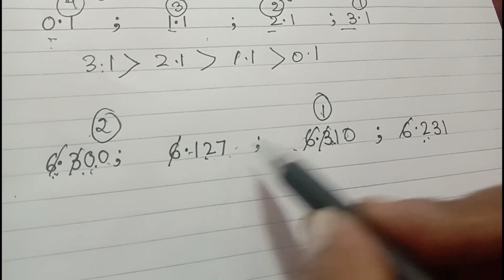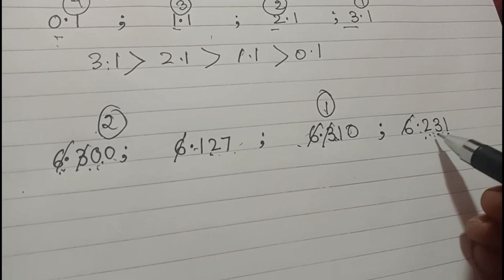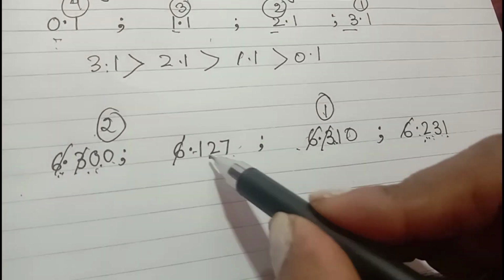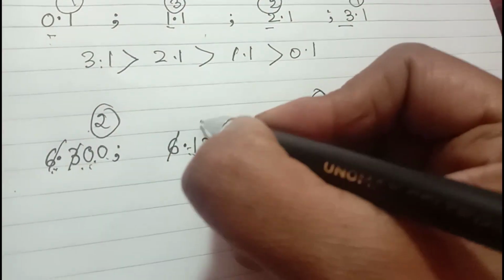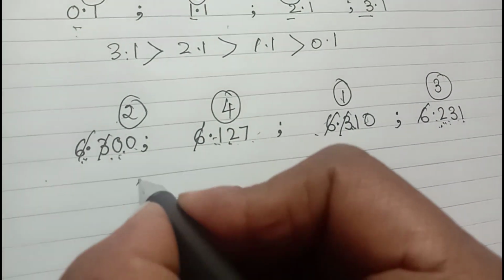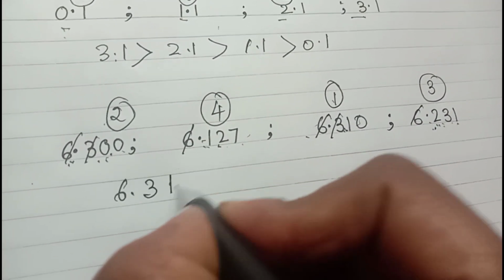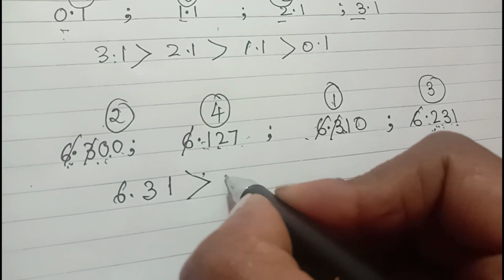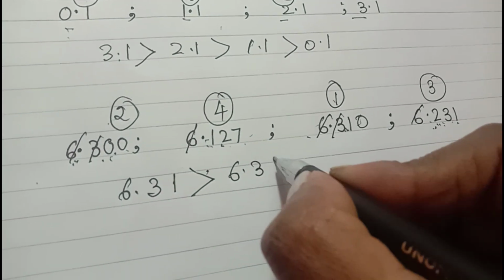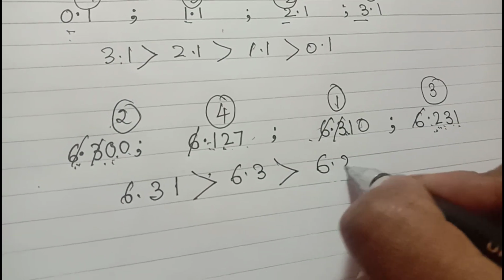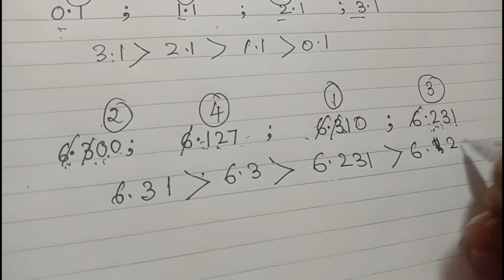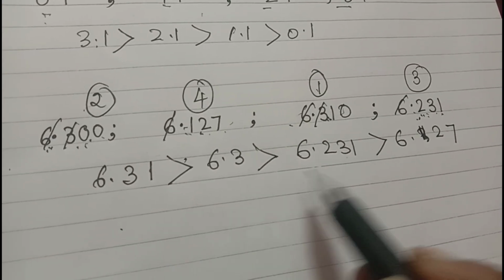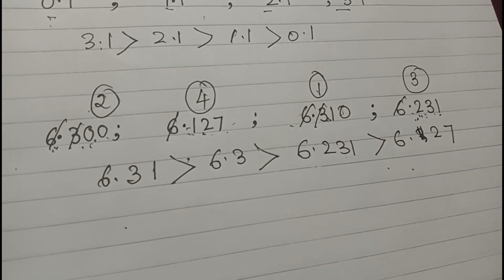Then 6.127 and 6.231. Which one is bigger? The first place after the decimal is 1 here, 2 here. So this is at third place and fourth place. So 6.31, then 6.3, then 6.231, then 6.127. This way you will arrange in descending order.